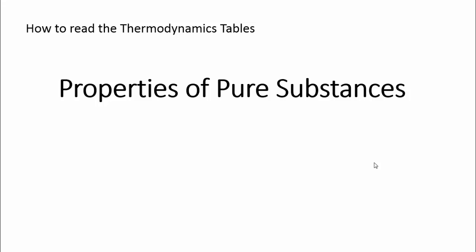Hello guys, today you are going to learn how to read the thermodynamics tables in the appendices. This is in chapter 3 in my textbook, called Properties of Pure Substances. In this chapter, you're going to learn how to differentiate the state of the pure substances as in compressed liquid, saturated mixture, or superheated vapor.